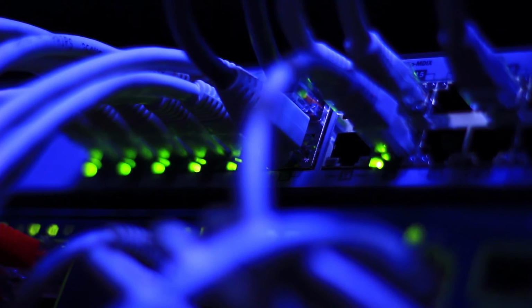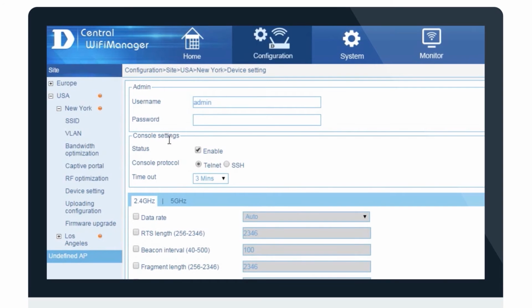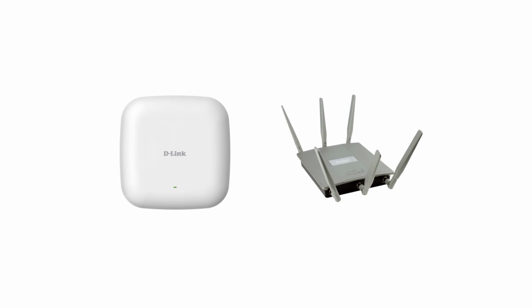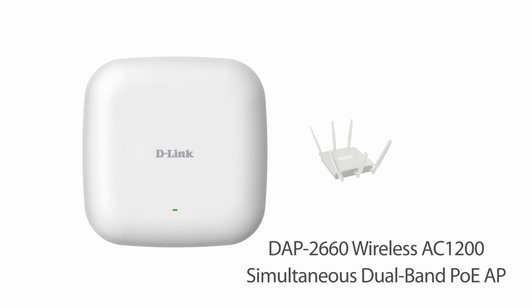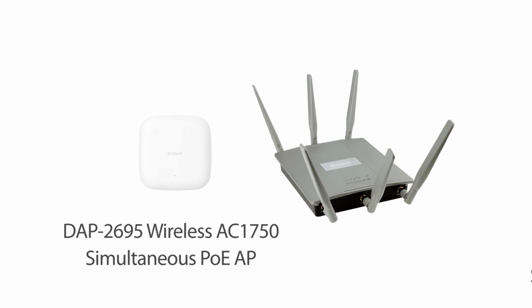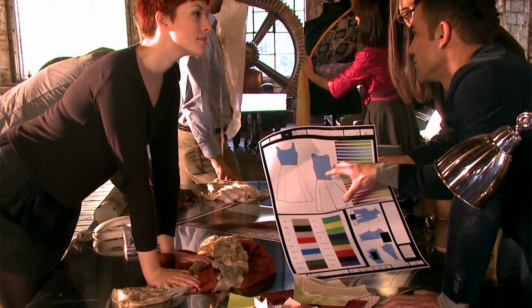Simplifying the network topology between the main and remote sites makes configuration and management of the wireless network easy, thanks to D-Link's intuitive and multilingual graphical user interface. With support for a range of our industry-leading access points, Central Wi-Fi Manager is the ideal solution for any situation. Whether using the new wireless AC DAP-2660 or the award-winning DAP-2695 access point, D-Link has the right combination of price and performance to meet the requirements of any business.